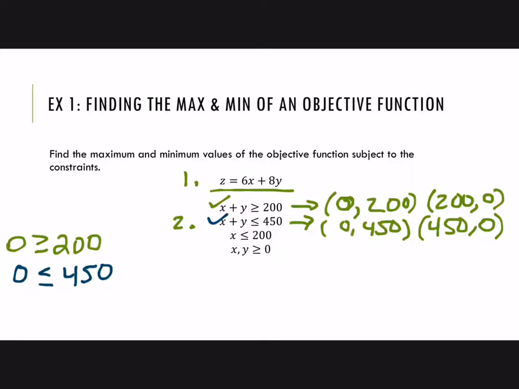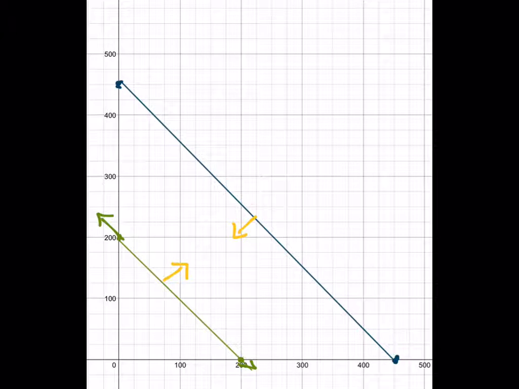All right, and then x is less than or equal to 200. We said that that's a vertical line through 200 on the x-axis. All right, so I'll put that one in. Let's see. Let's do a different color. How about red for that one?